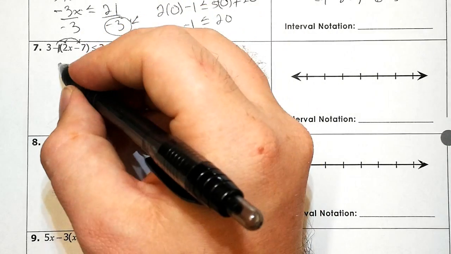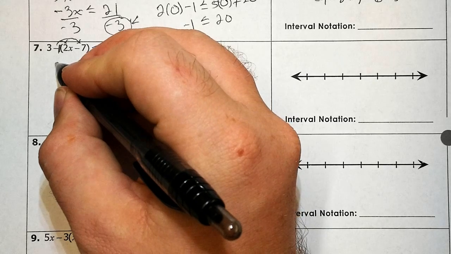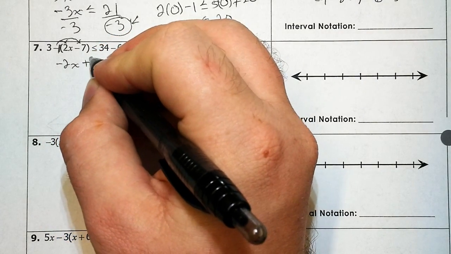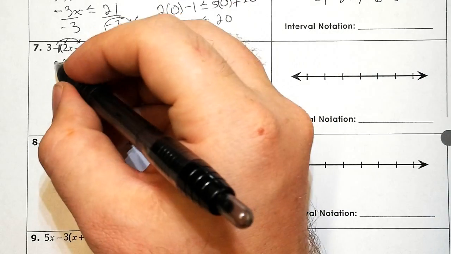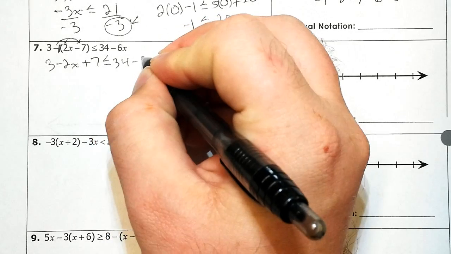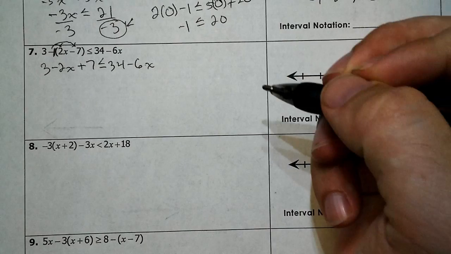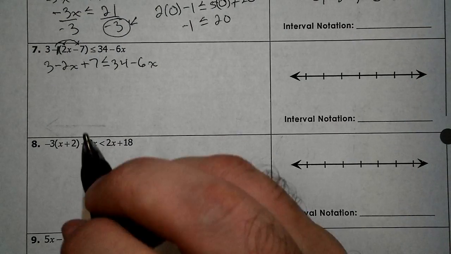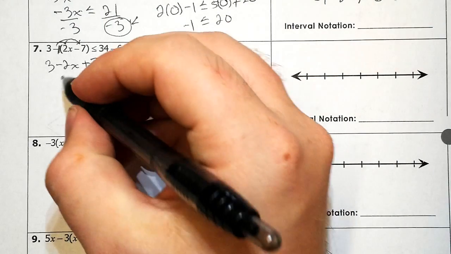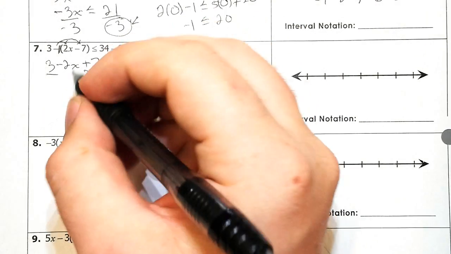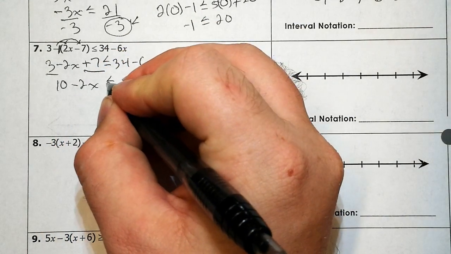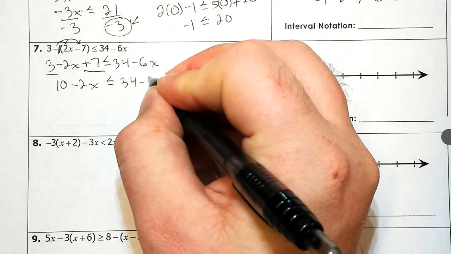So this is going to be negative 2x, and negative 1 times negative 7 is positive 7. Everything else bring down. And then from here, combine like terms. On the left side, I do have like terms, 3 and 7. 3 plus 7 is 10, so 10 minus 2x is less than or equal to 34 minus 6x.